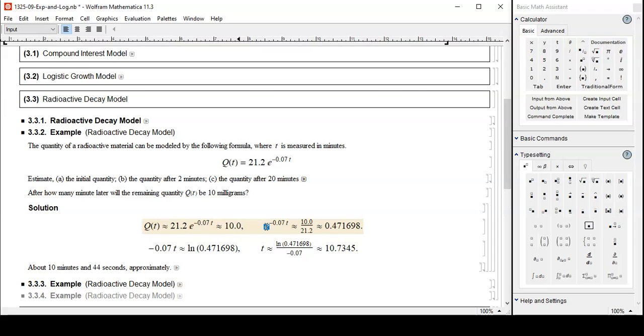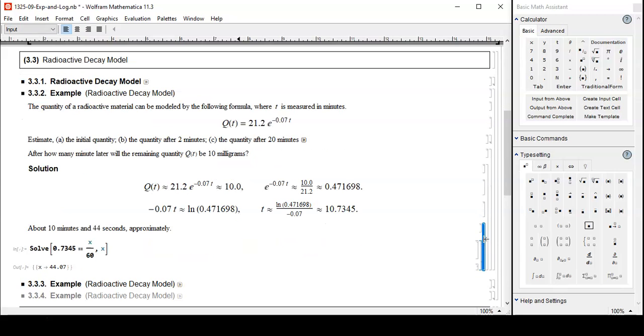Now, removing the exponential will require taking the log. So take the log of both sides, and then the exponential is now gone on the left-hand side. On the right-hand side, we gain the log. Before calculating this log, divide away by negative 0.07, and then calculate. It'll take about 10.74 minutes. In terms of seconds, 10 minutes 44 seconds, approximately.